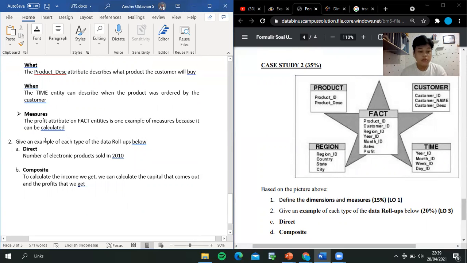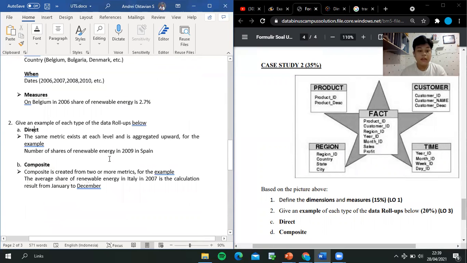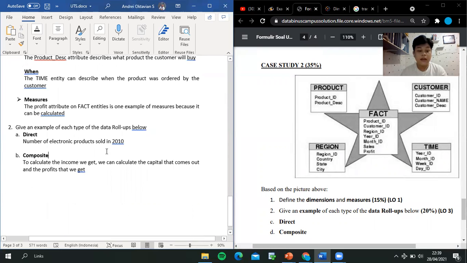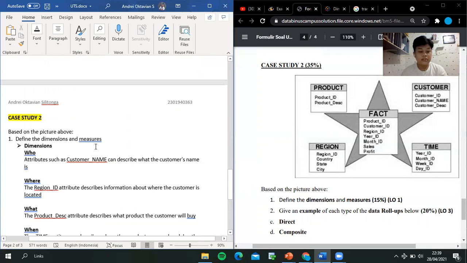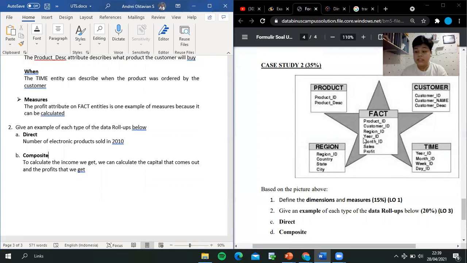And question number two is to give an example of each type of the data roll-ups below. On the direct, because direct means the same metric exists at each level and it's aggregated upward, it can be defined from this case study. The direct type data is like the number of electronic products sold in 2010. And for the second, the composite is created from two or more metrics. So it can be defined from this case study.